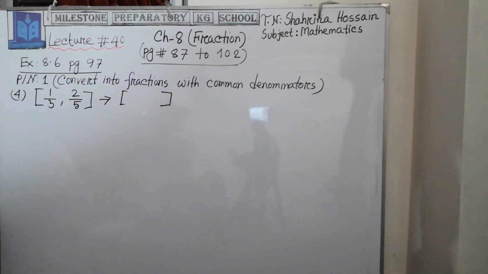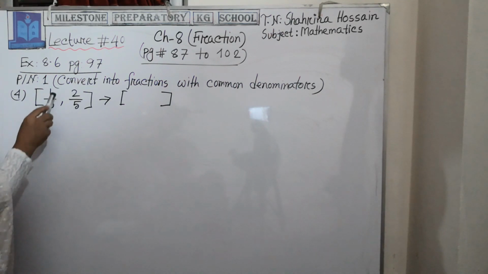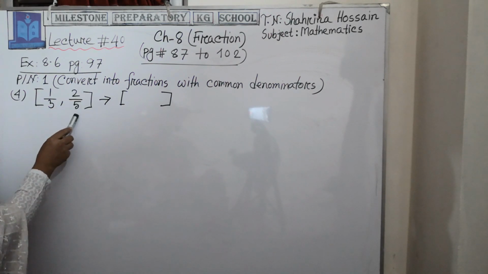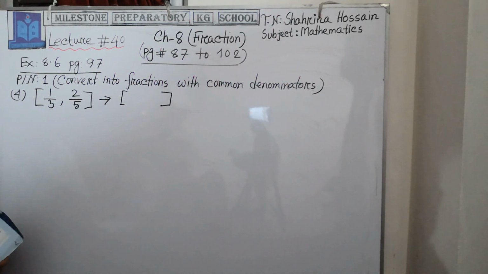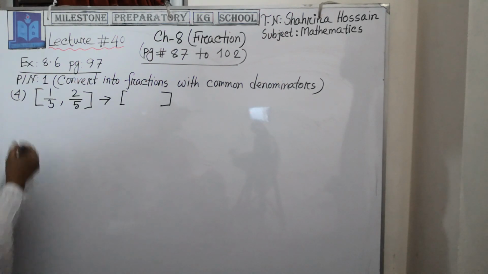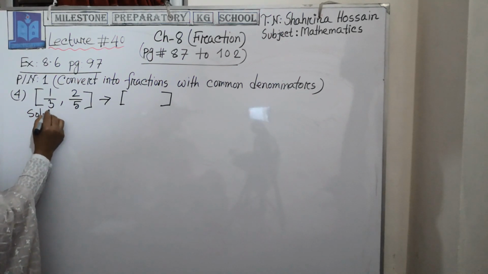In this math we will convert into fractions with common denominators. That means whatever fractions they are giving, we will make the denominators common for both. Here see 1/3 and 2/5. Both denominators are different. After doing calculation we will make them common denominators. Now how can we do the calculation? Let's come. Write the solution.